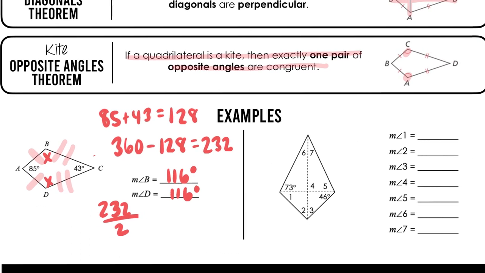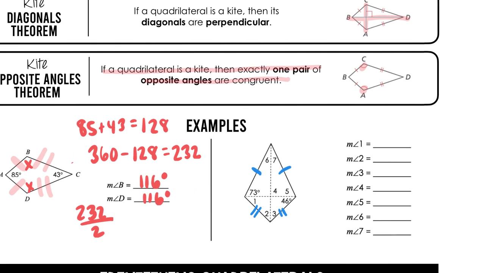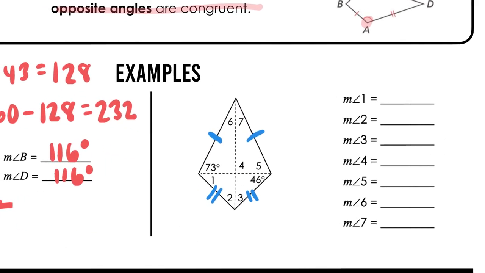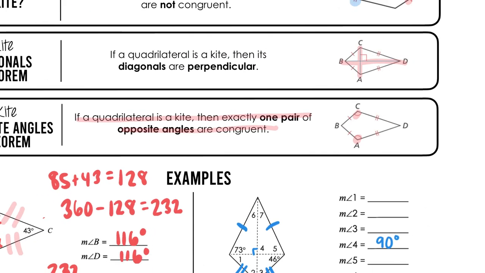Then this one, similarly, we should have told you it was a kite, or marked it like that. So I'm going to tell you these are congruent, and these are congruent. And then from there, we should be able to find all those angles, but that's a lot of angles. Okay, so if it's a kite, the diagonals are perpendicular. So angle 4 has got to be 90. All 4 of those angles right here in the middle have to be 90. So this is 90.